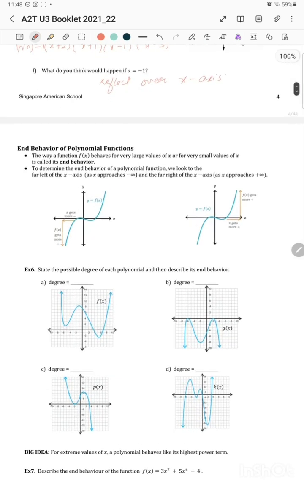And behavior of polynomial functions. The way a function f of x behaves for very large values of x or very small values of x is called end behavior. To determine the end behavior of a polynomial function, we look at the far left x values and far right x values. So if y is equal to f of x, x gets more negative, f of x gets more negative. Here x is getting more negative on this side, f of x is getting more negative on this side. X is getting more positive on this side, f of x is getting more positive on this side.